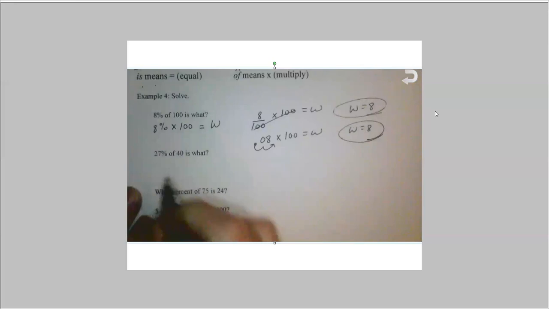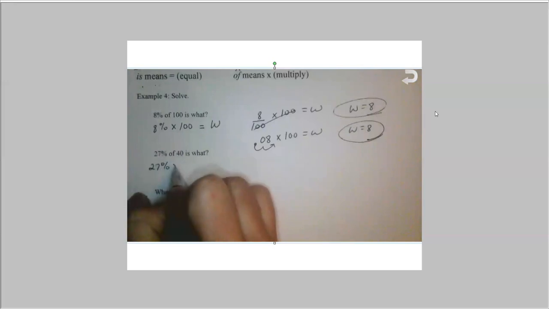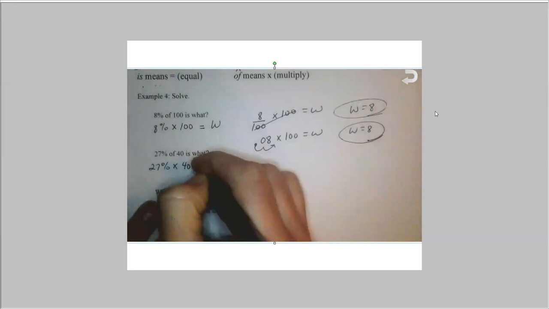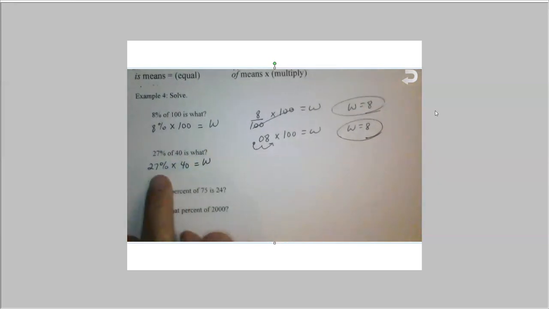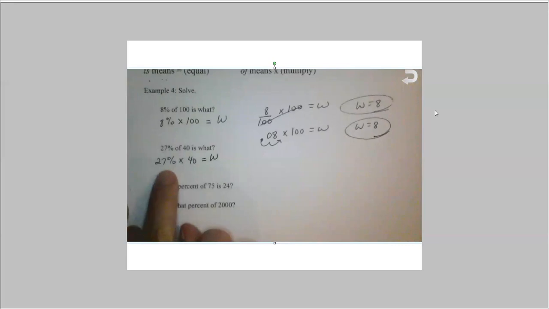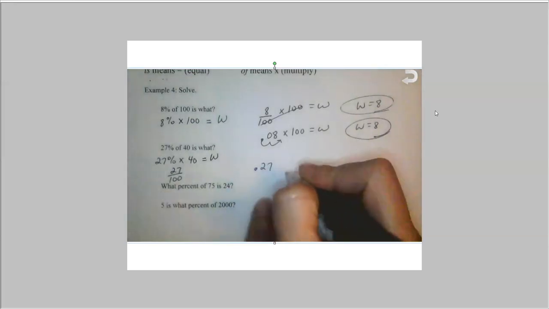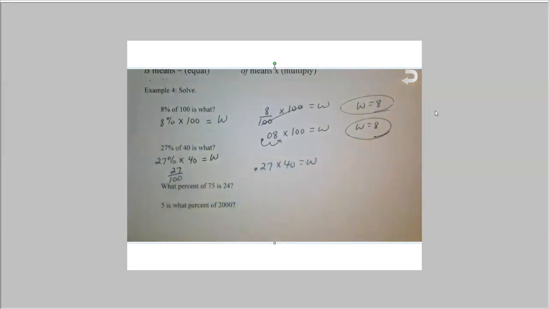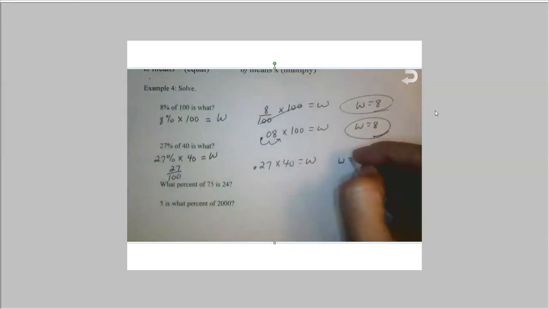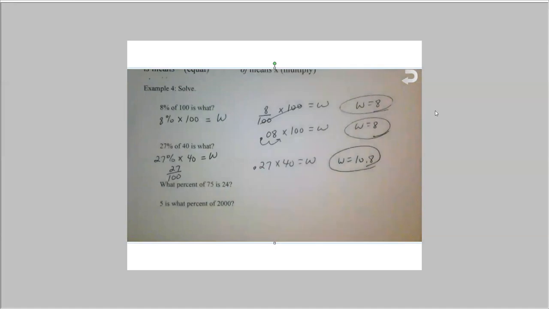Here's another one. 27% of, that means multiply, 40 is what number? So I'm multiplying 27% times 40. Remember, percent means per 100. That's the same as 27 over 100, or 0.27. I'm actually going to use the decimal, multiply that times 40, and that will equal my number. So in my calculator, I'm taking 0.27 times 40, and W equals 10.8.